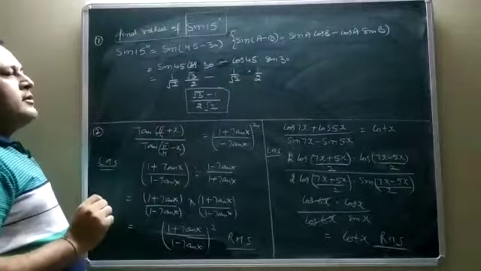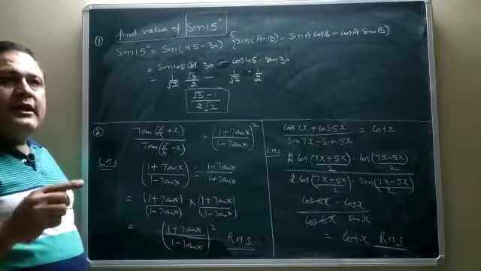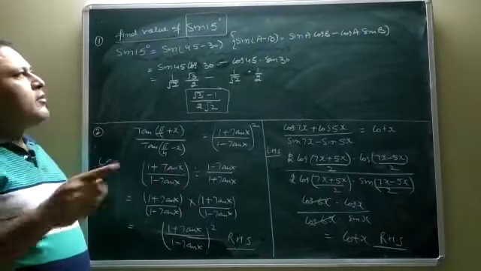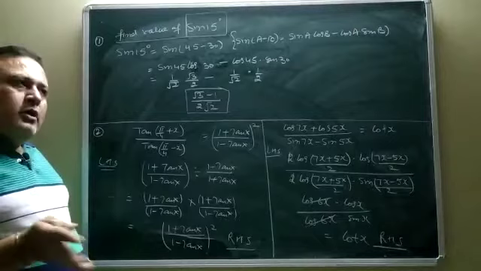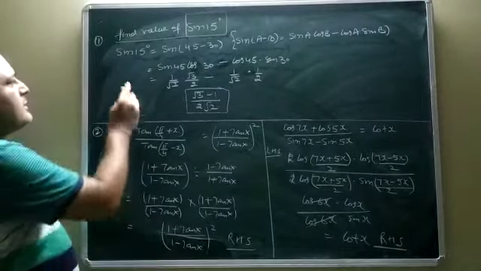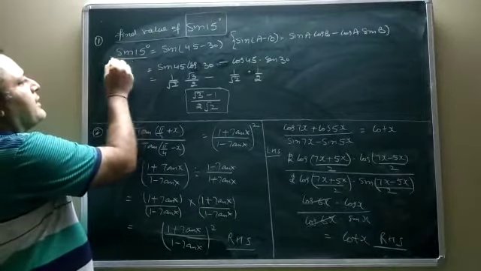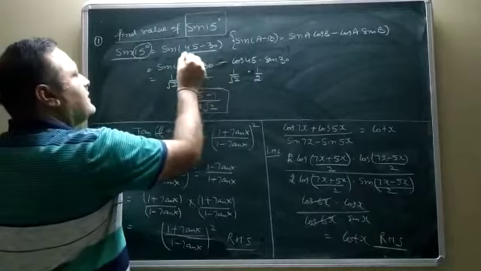In class 10th, you already studied the values of 0 degree, 30 degree, 45, 60 degree and 90 degree. But you never studied sine 15 degree, cos 15 degree, tangent 15 degree. All these values can be found with the help of trigonometrical formulas. See this one, sine 15 degree. I can rewrite this 15 in the form of 45 minus 30.